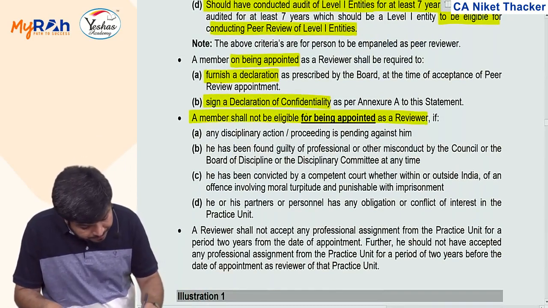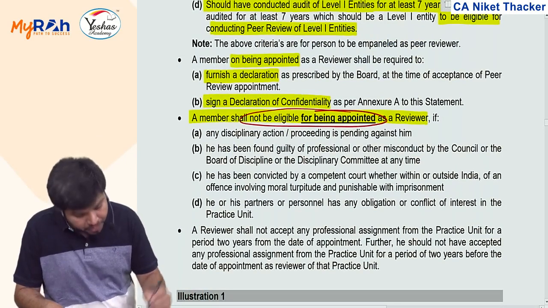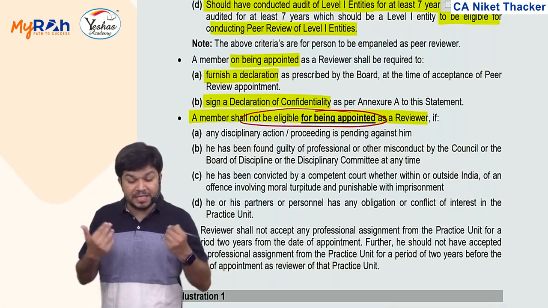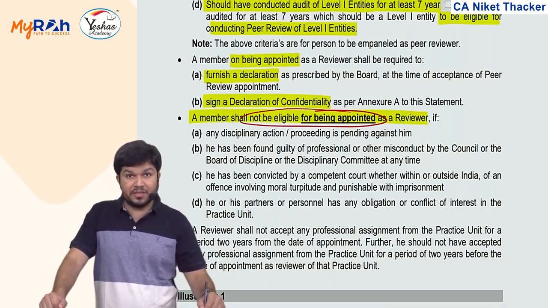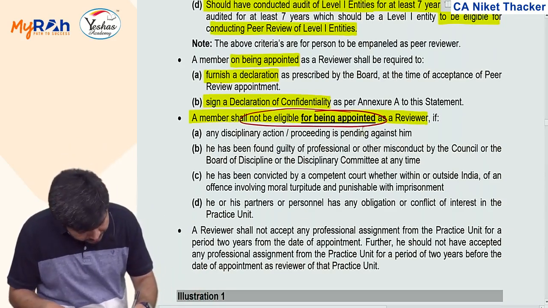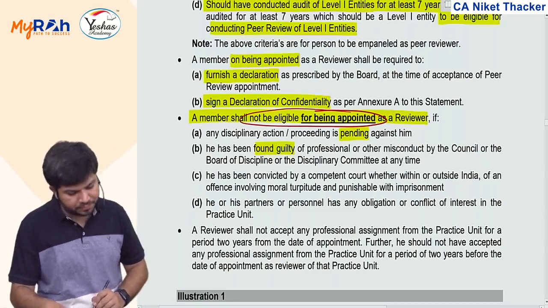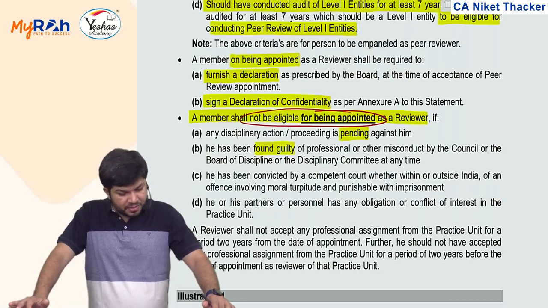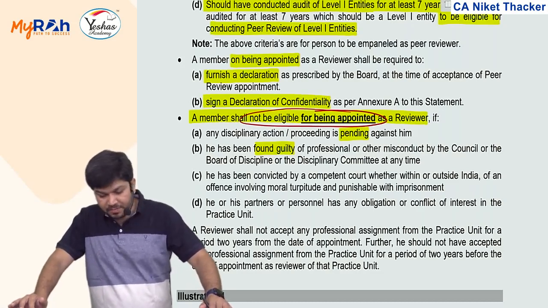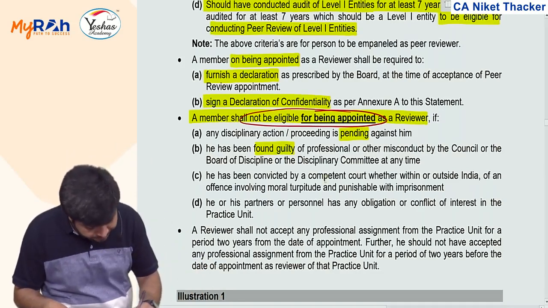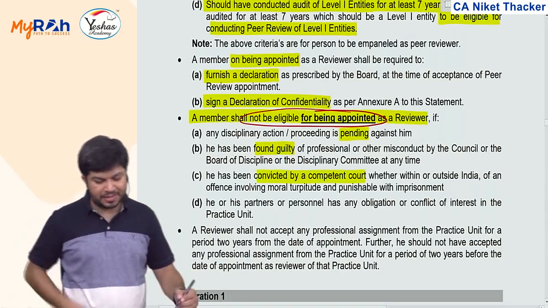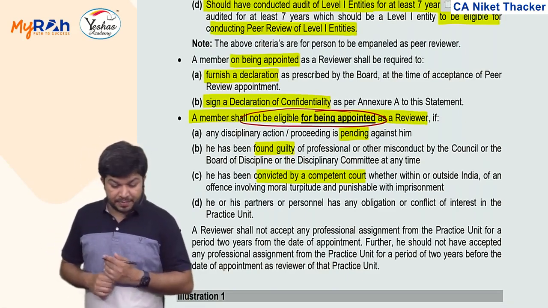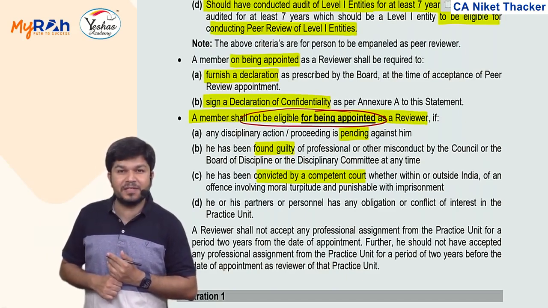Who is not eligible for being appointed? First, if disciplinary action is pending against him. Second, if he is found guilty of professional misconduct or other misconduct by the council, board of discipline, or disciplinary committee. Third, if he is convicted by a competent court. And last, if you or your partners have any obligation or conflict of interest in PU.